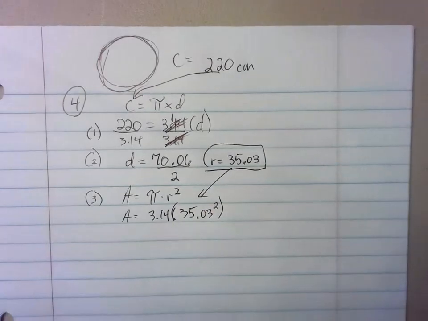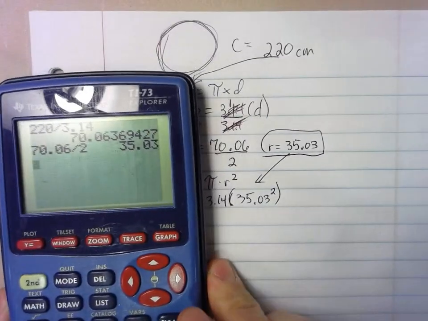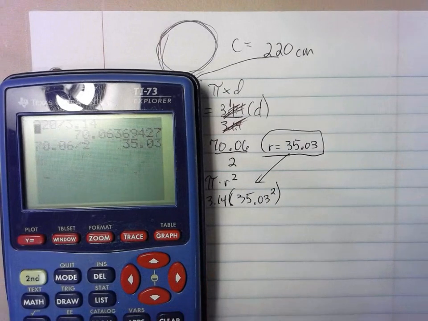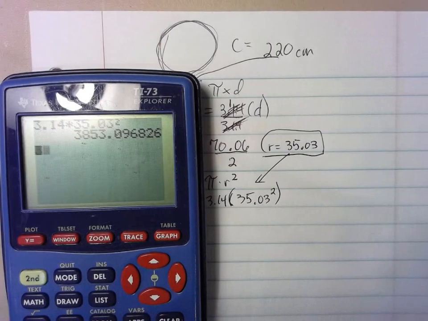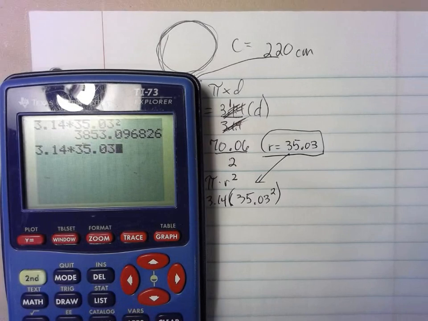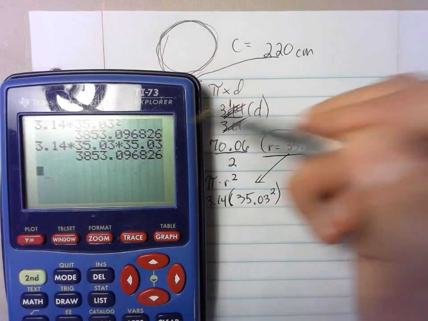Okay, so 3.14. Gonna put all that on there. We'll just clear that off. Pi times radius squared. Okay, and if you got to do it without the squared button, that's 3.14 times 35.03 and another times 35.03. And you can see the answers for both of those are the same.